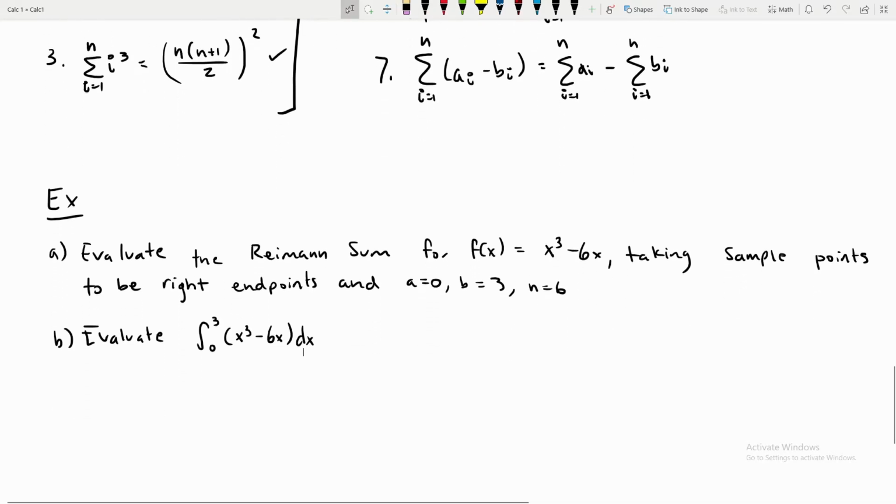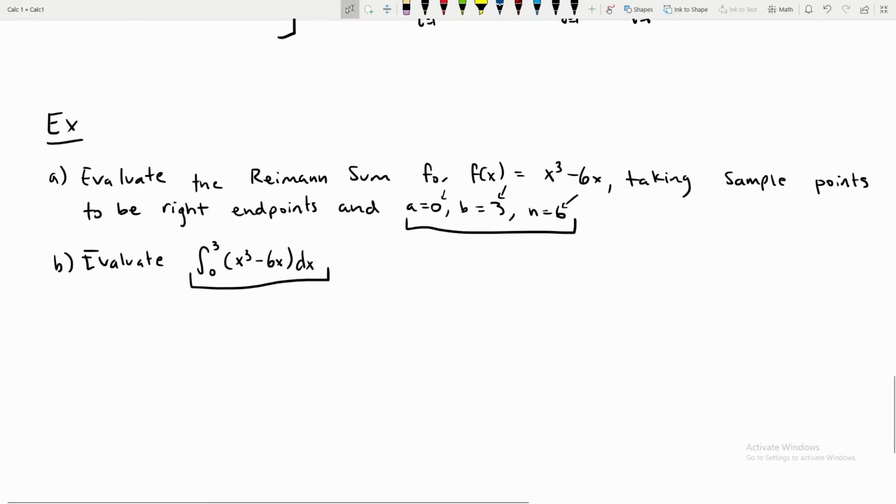So here's a sample problem that we might encounter when dealing with these types of questions. We're asked to evaluate the Riemann sum for this function taking sample points to be the right endpoints, and we're given these constraints. So the start is at 0, the end is at 3, and then the number of rectangles we're going to have is 6. And then the second part of this question asks us to evaluate this integral. And if you see, these 2 questions are looking very similar. So we're going to go through a step-by-step solution for both of these.